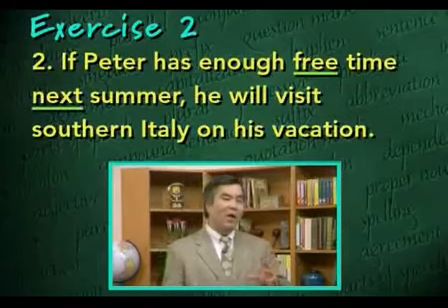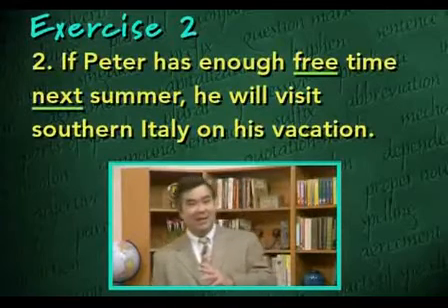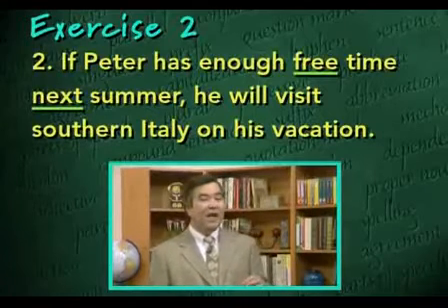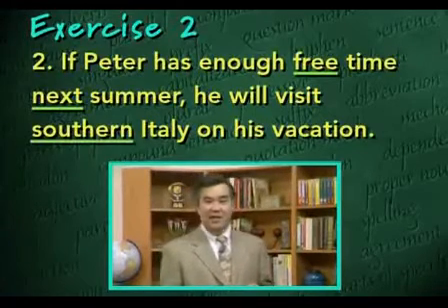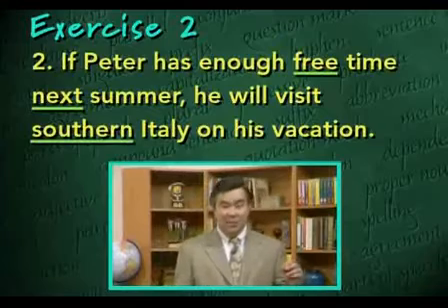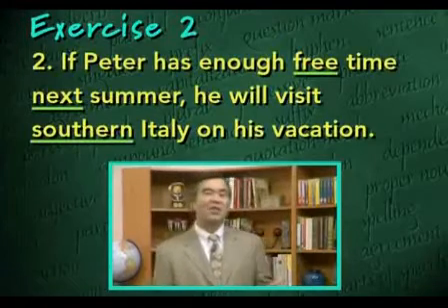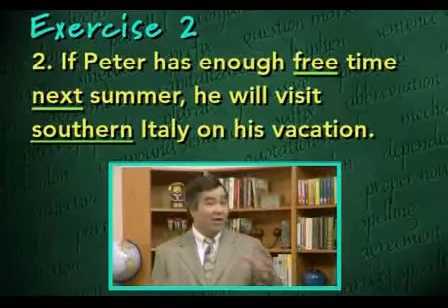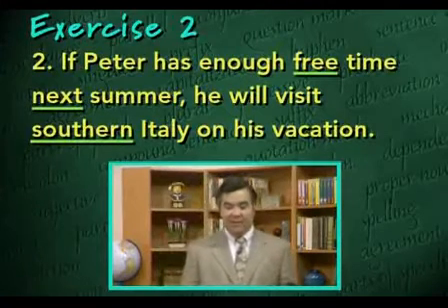It tells us what summer, which summer, next summer. It gives more information about the summer being referred to. Finally, southern is an adjective. It modifies the proper noun, Italy. It gives us more information about Italy, or tells us more about Italy. What part of Italy? Southern Italy.